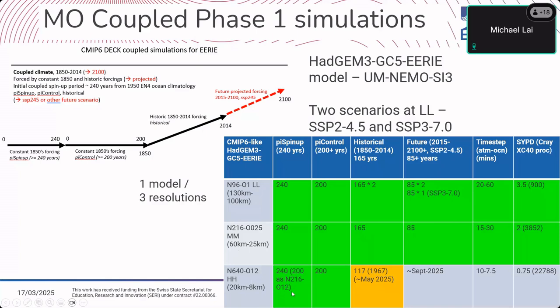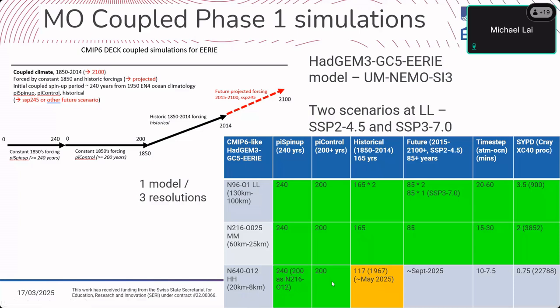And so that's done 240 years of spin up. I will note, and it will become clear later as well, that of that 240 years of spin up, I did 200 years with the lower atmosphere resolution, so 60 kilometer atmosphere, before switching to the 20 kilometer atmosphere for the last 40 years of the spin up. Now, that was probably a mistake.